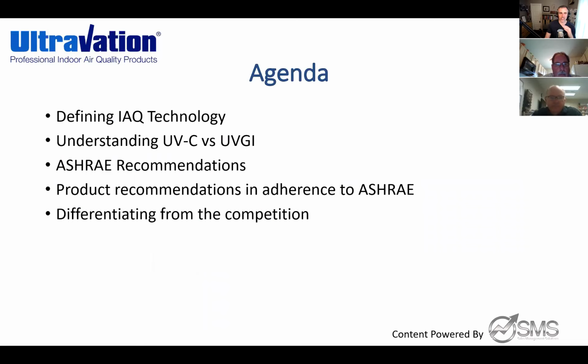So the whole point of this agenda here, and again, we're going to tailor it to more commercial today, is we're defining IAQ technology. We're understanding UVC versus UVGI. These are terms heavily used in the ASHRAE handbook and the ASHRAE guidelines. And then obviously discussing this training in relation to ASHRAE guidelines and the ASHRAE handbook, especially chapter 62. And then we're going to differentiate some stuff from the competition as well, just to help you understand why our technology is kicking it up a notch. And there's some legit differences.